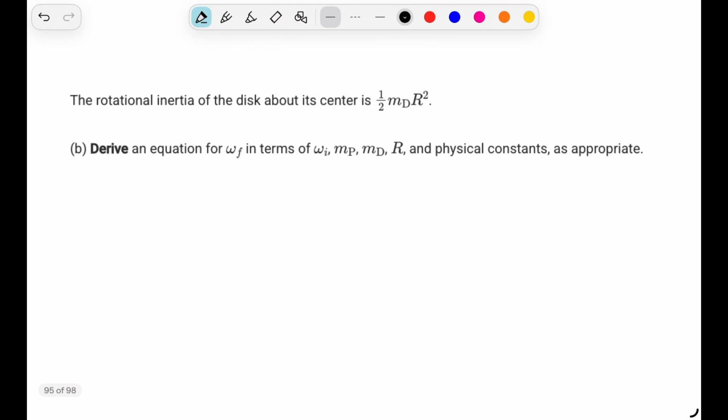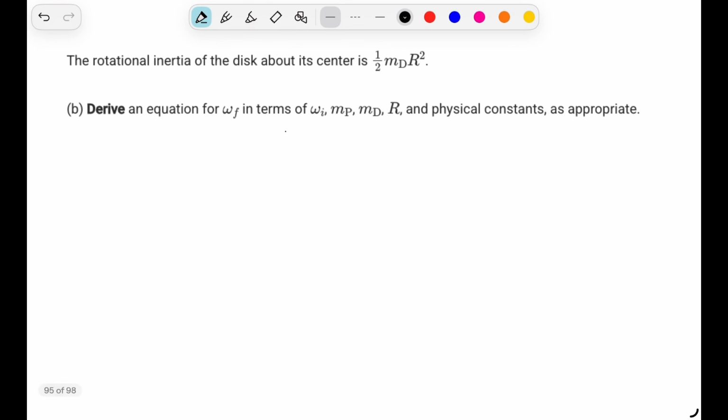The rotational inertia of a disk about its center is 1/2 md r squared. Derive an expression for omega f in terms of omega initial, mp, md, r, and physical constants as appropriate. So we're going to write our conservation of angular momentum principle. So that's initial is equal to final. So I initial omega initial is equal to I final omega final.